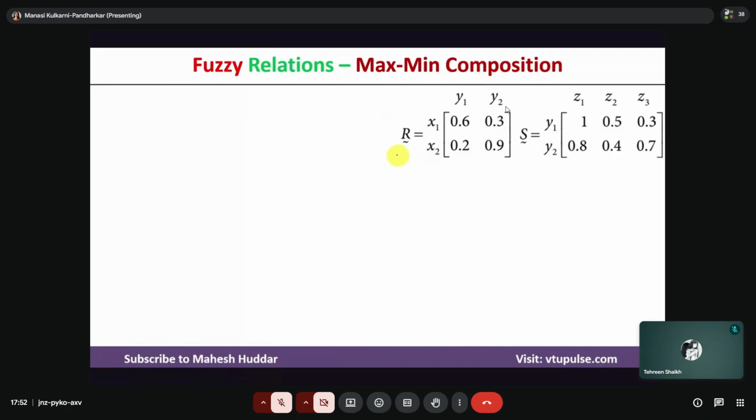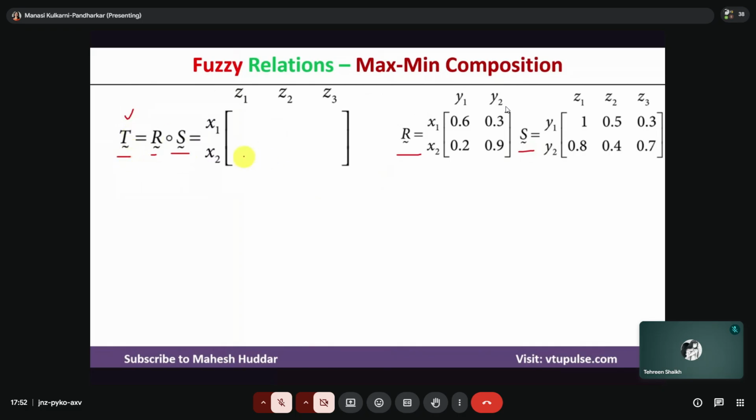In this case, we have been given two fuzzy relations as said earlier, that is R and S here. Once we perform max min composition on the given fuzzy relations R and S, we will get another fuzzy relation, that is T in this case.